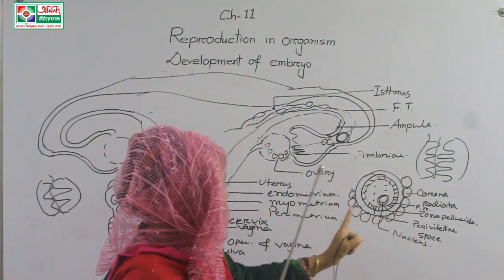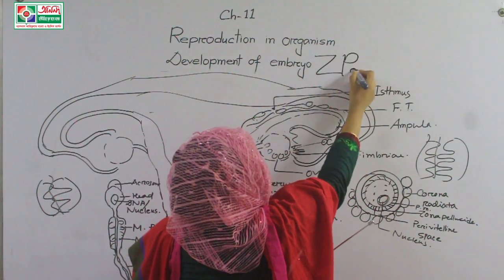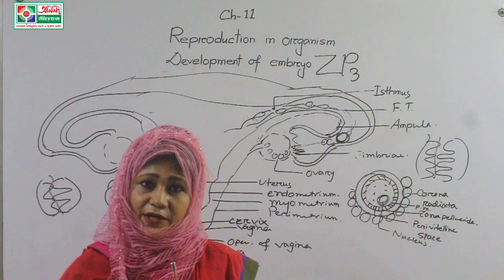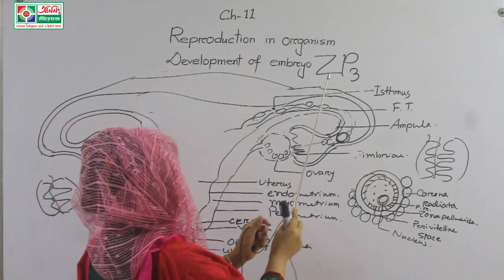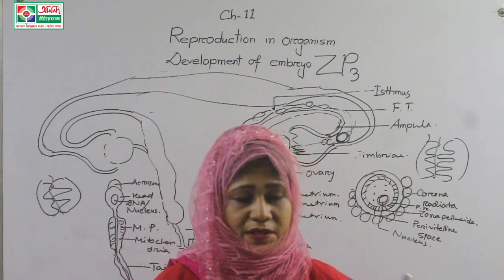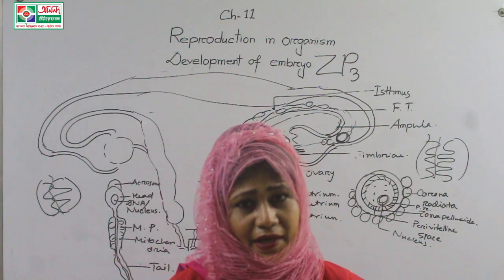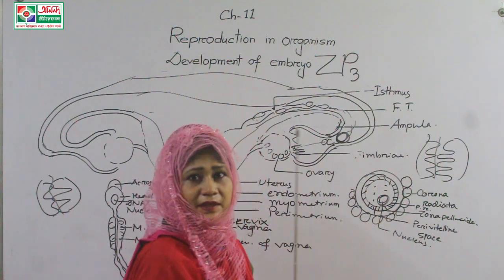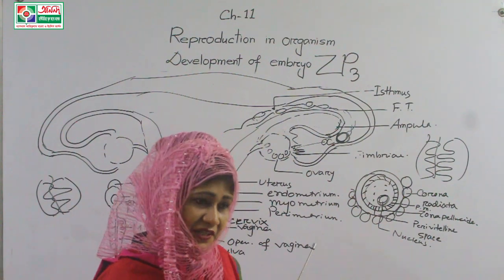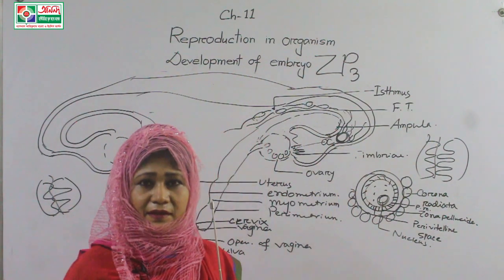How? It releases ZP3, one type of glycoprotein, and this ZP3 protein helps in the penetration. So together ZP3, the hyaluronidase enzyme and acrosin penetrate first the corona radiata, after that the zona pellucida, and the sperm enters. By this time other sperms also try to enter and we have to stop them.